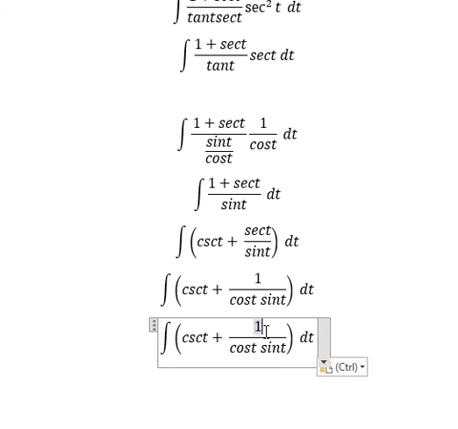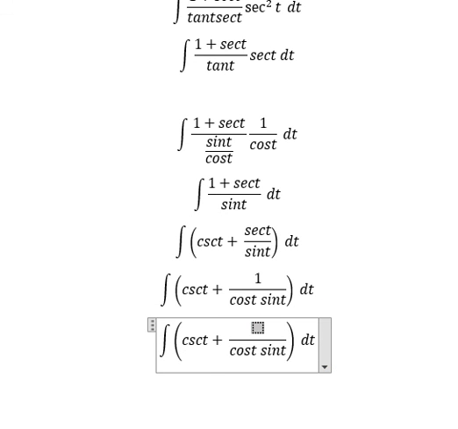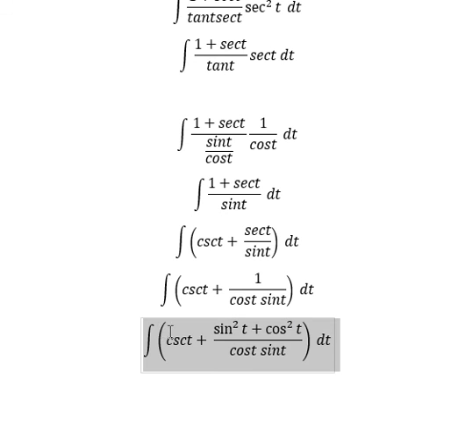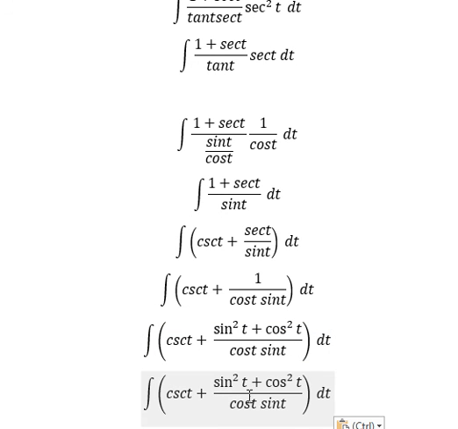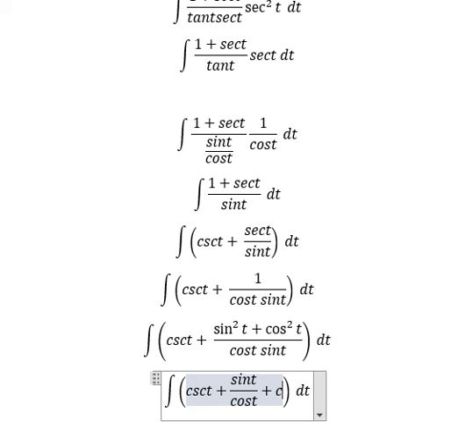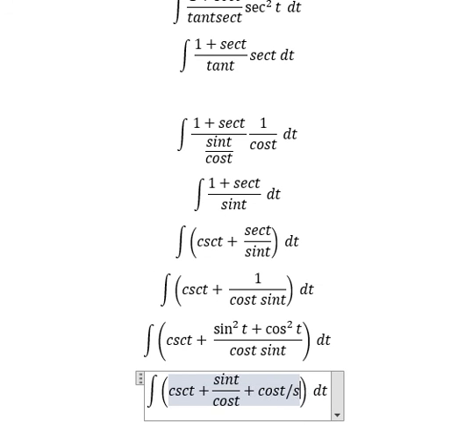We know that number 1, that is sin t square plus cosine t square. Sin t square divided by sin t, cosine t square divided by cosine t. So we have sin t over cosine t plus cosine t over sin t.